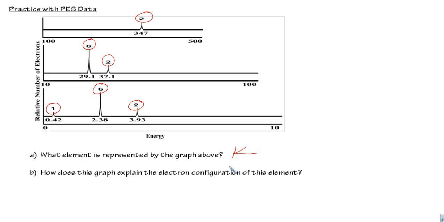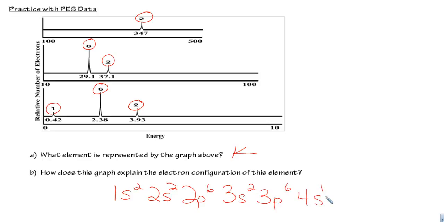And that's just to confirm the fact that 6 electrons fit in these p orbitals, and they're all equal energy electrons. So the electron configuration of potassium, 19, is not too crazy. 1s2, 2s2, 2p6, there's 10. Then I'd have 3s2, 3p6, 4s1. Okay, so here's my electron configuration of potassium as predicted by the periodic table. This PES data just confirms that.